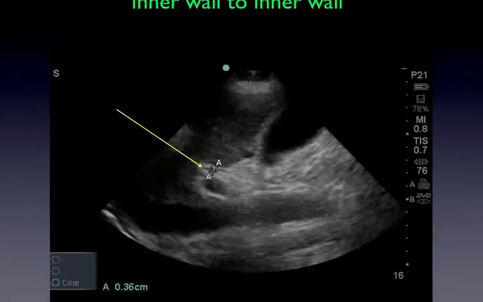Over here again, this illustrates at the tip of the arrow, the space between the two A's with the cursors is the CBD, and we measure the interior wall. In this case, you can look on the lower left-hand side of the screen, and it measures 0.36 centimeters. So significantly less than the 0.6 centimeters. So this is normal. And the gallbladder is in the upper right-hand corner, the anechoic structure.